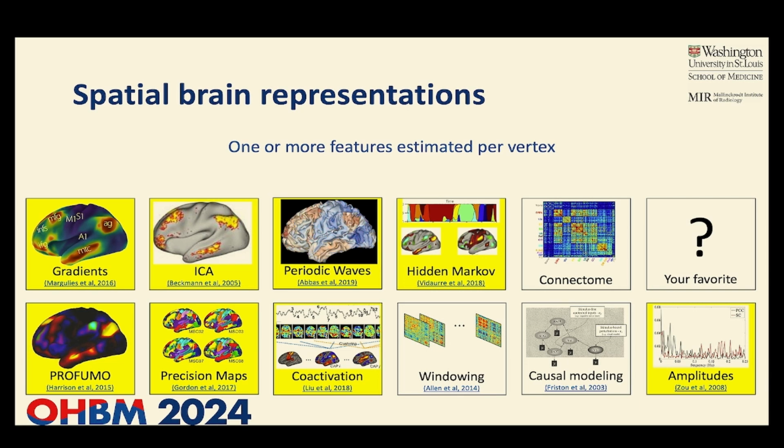One of them is whether they provide spatial output. In order to provide a spatial output, a brain representation would essentially have to estimate one or more features for every single vertex so that we can display that on the surface as we've seen in a lot of the different talks. And so all of the yellow ones here that I've highlighted can provide a spatial representation on the brain.